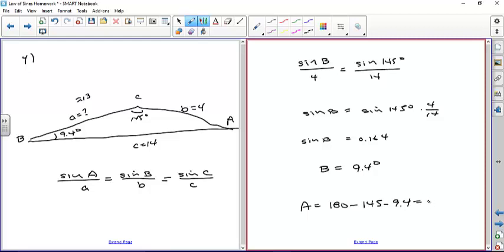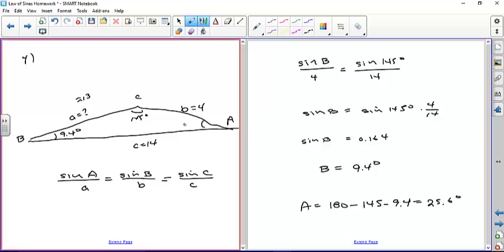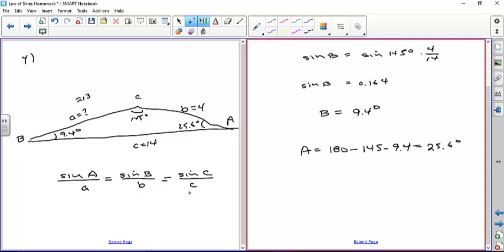So that's 25.6 degrees. And then you can use either one of these because we know both the angle and the length for B and C. So let's use the first one here.